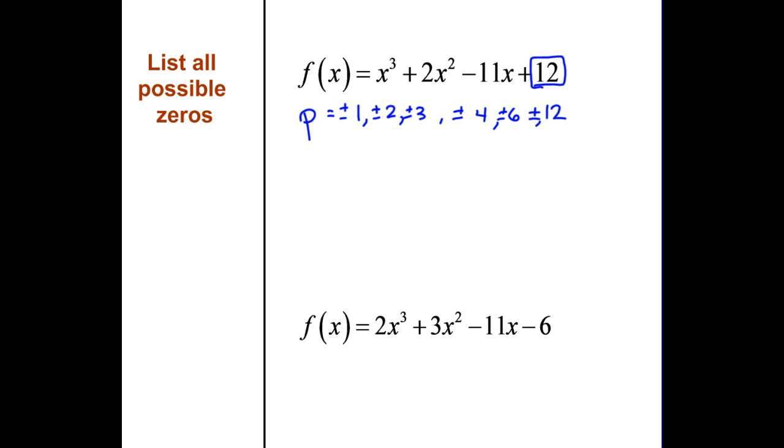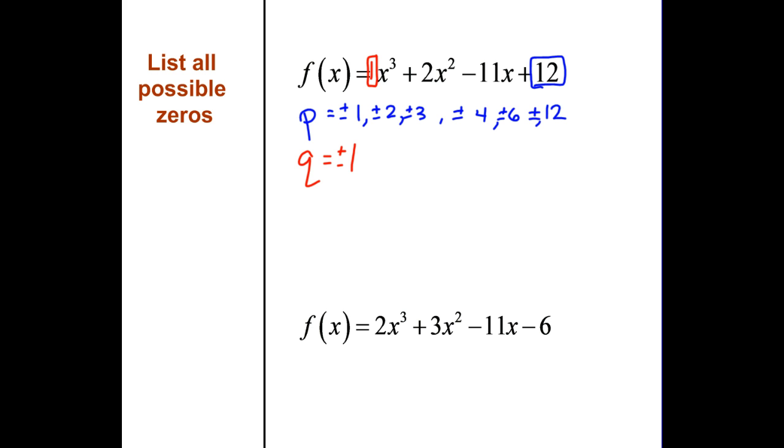Our q's, we're going to look at our leading coefficient. And our leading coefficient in this instance is 1. So our q's, really, it's just going to be 1 times 1, but again, it can be negative 1 or positive 1, because we can do negative 1 times negative 1, or positive 1 times positive 1. Those are our p's and our q's.